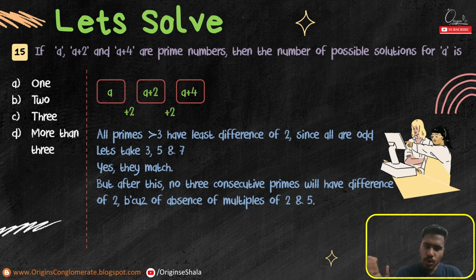But from this point onwards, the multiples of 3 and 5 as well will be gone. So after 7 you cannot take 9, after 9 and 10 will also be gone, and so on.